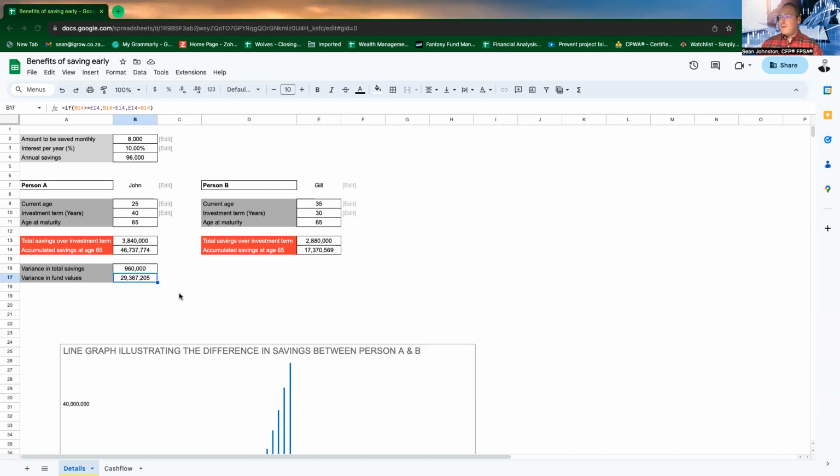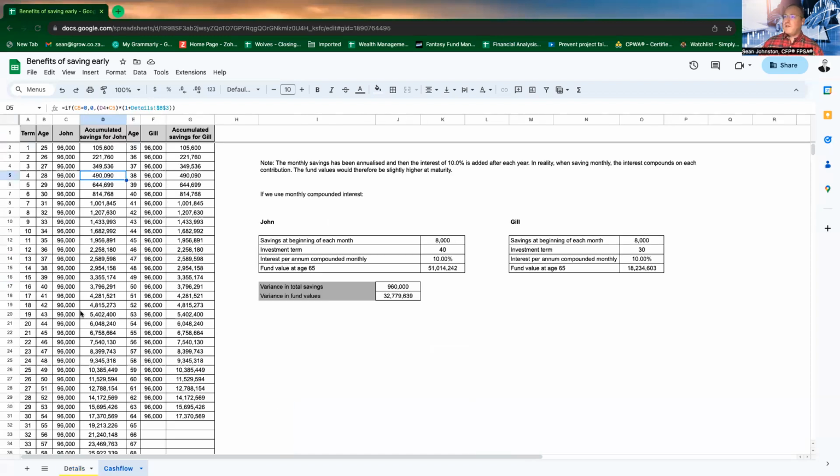The difference in funds, now this is quite important, is this is essentially the total savings that John has made. This is the total savings that Jill has made. So if you take 8 times 12 times by 40 and times by 30 respectively, you're going to get to that value over there, which is also calculated in this cash flow over here, which this is all automated. So you don't have to edit anything over here.